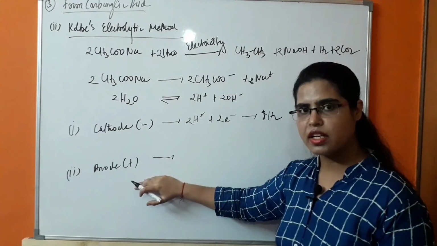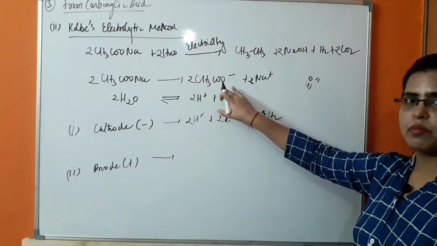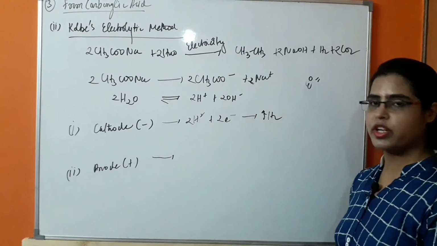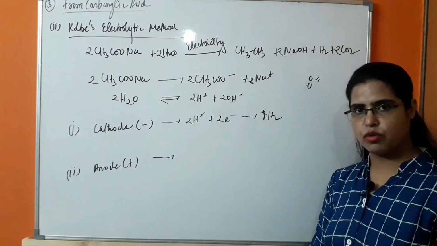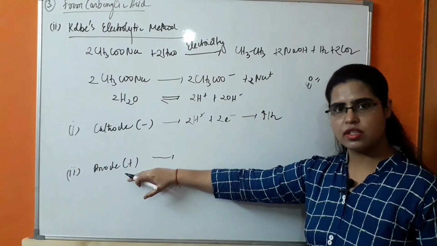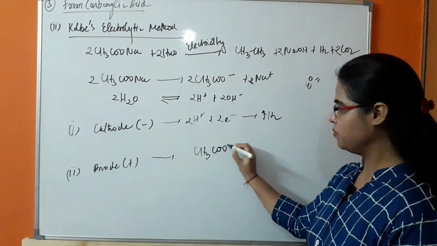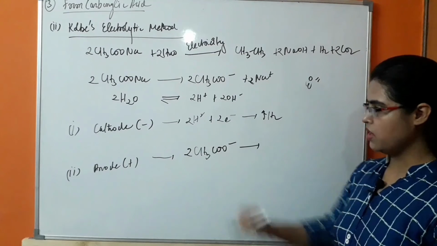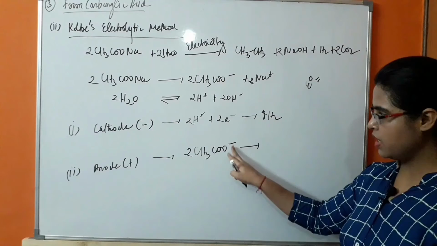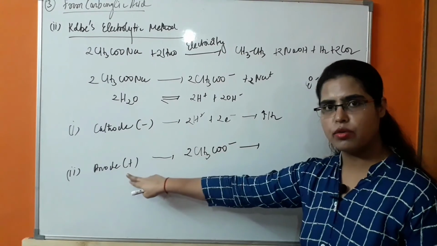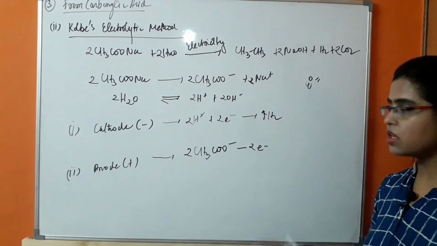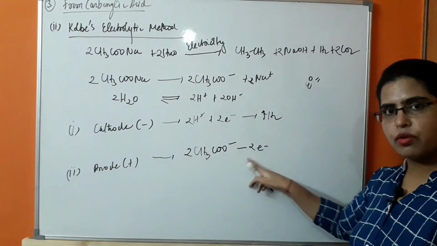So at the anode, which ion will move? There are two ions which are behaving as anion. One is CH3COO minus and the other is OH minus. So on the basis of electrode potential, their discharging potential, they will discharge towards this anode. So what will happen? In this, first of all, it will lose its 2 electrons. So it will donate its 2 electrons to the anode. So there will be removal of 2 electrons, one each from the CH3COO minus.